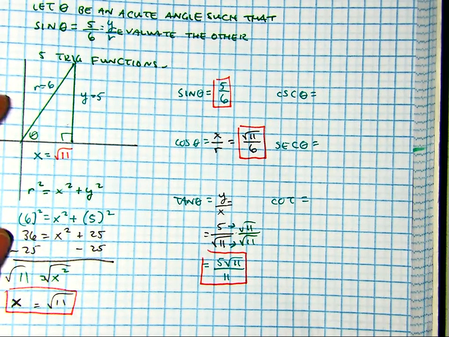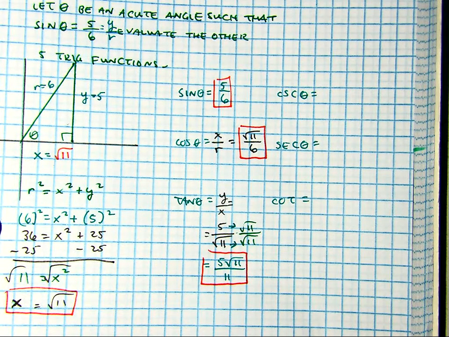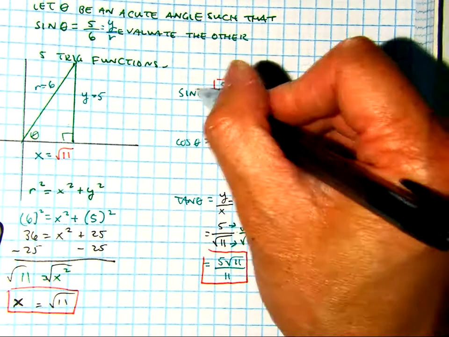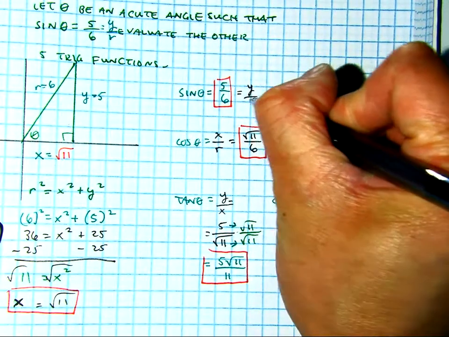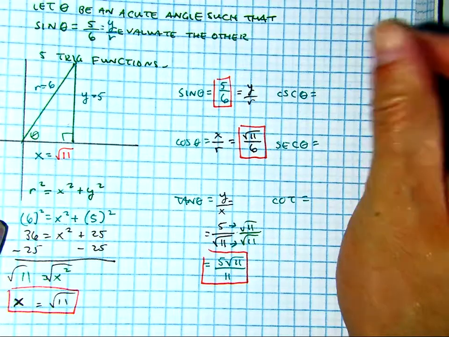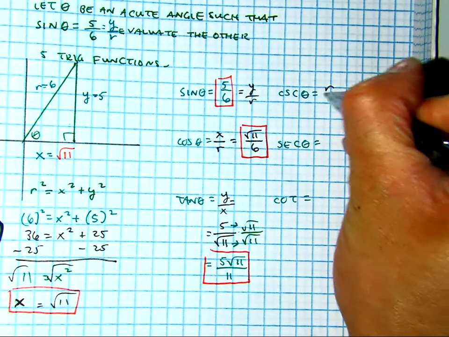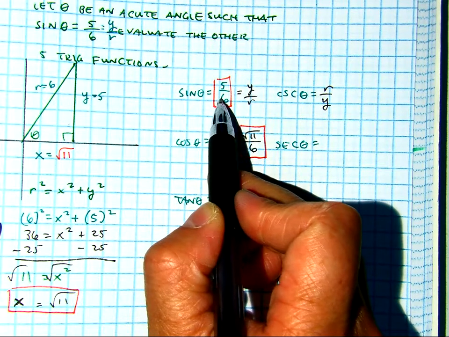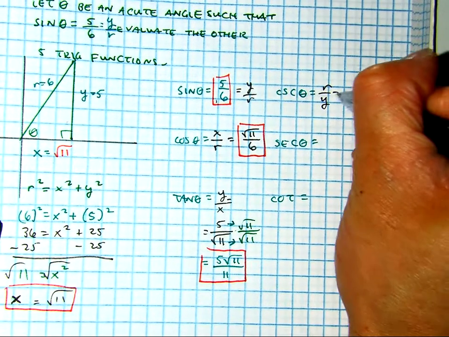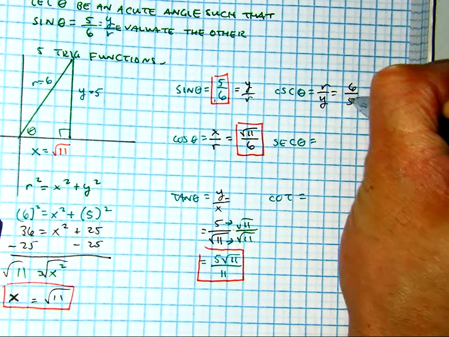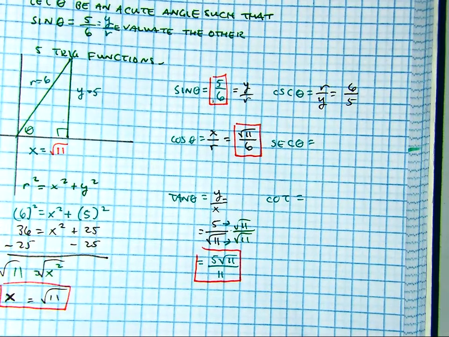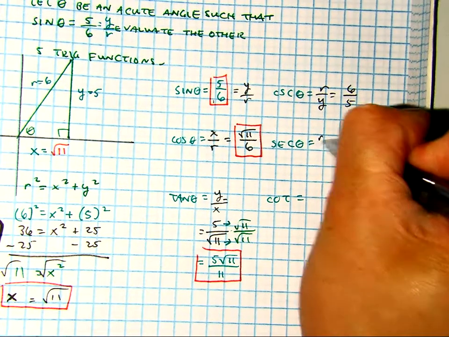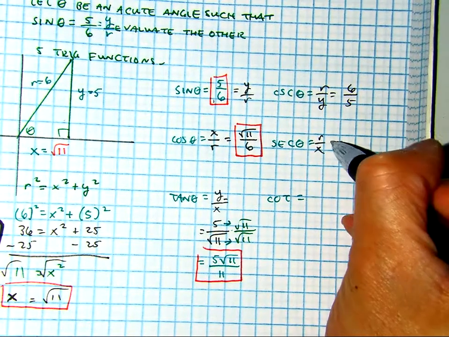And then the idea of taking the reciprocal, so we know that sine is y over r. In class, cosecant is which two letters? I can just take this and flip it. Does that make sense? So I get 6/5. Okay, you have to be careful over here now. Secant, if you flip it, it'll be what? 6 over radical 11.